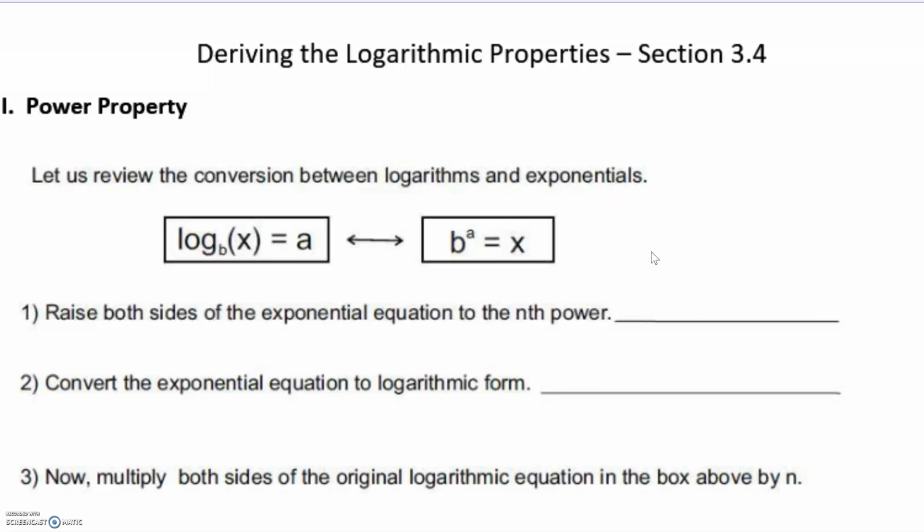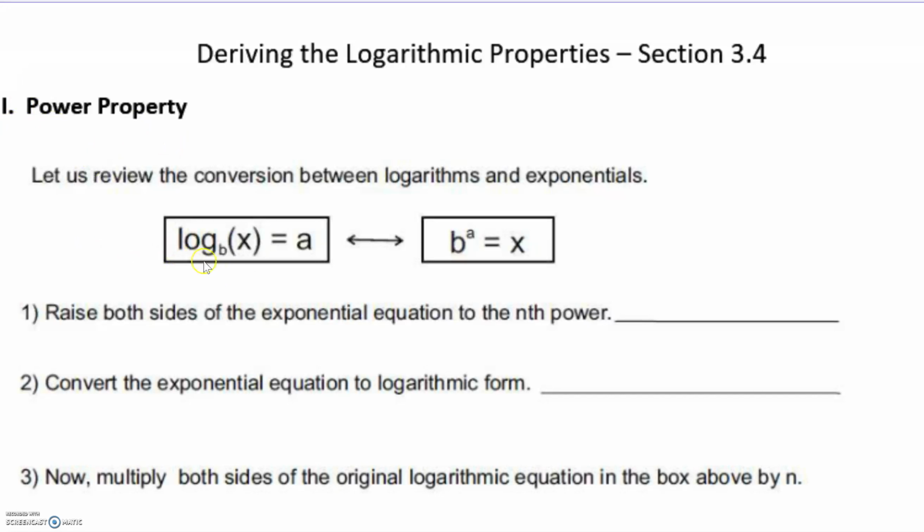So we're going to learn 4 properties today of logarithmic functions. You did these last year in Algebra 2, I know. However, we are going to derive them here so you can see why it is that they're true and just review them a little bit. So first of all, we're going to do the power property.